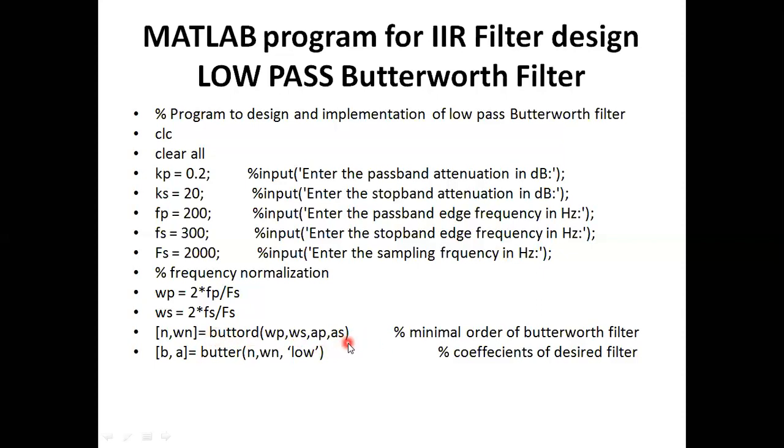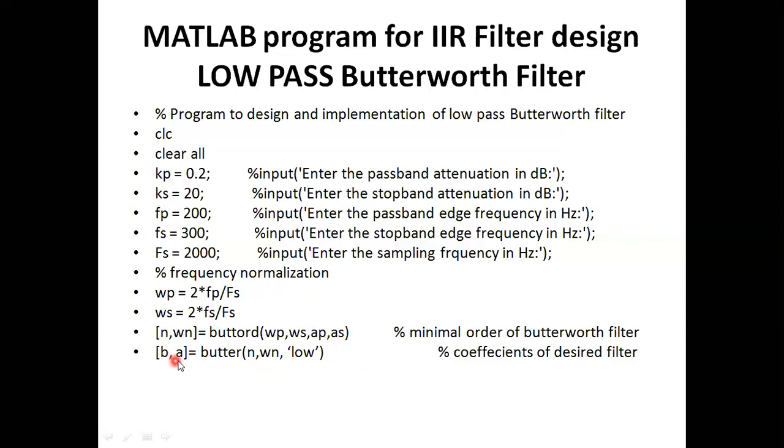After finding the order, you need to find the coefficients of the desired filter. One change you do: this is not AP, this is KP, and this is your KS. Because for the numerator coefficient I am denoting B and A, that's why don't write A here, otherwise you will get confusion. So in place of AP, you need to replace it with KP, because I have denoted here passband gain as KP and stop band gain as KS. So write here KP and KS. By mistake, I have written it here.